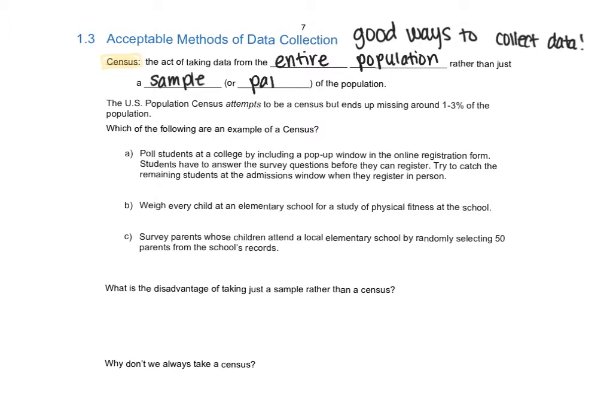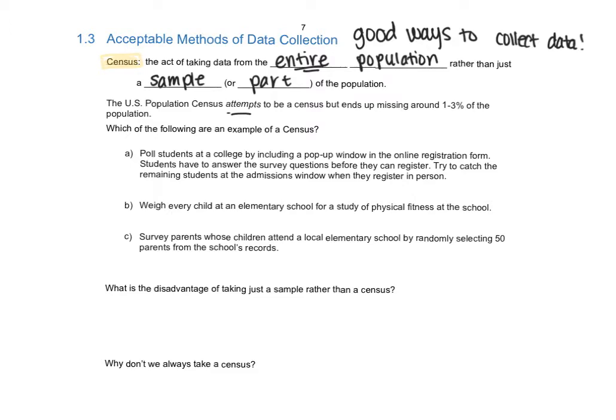And again, a sample is a part. So rather than taking just a sample or a part of the population, we're taking the entire population. So the US Census attempts to be a census, but we end up missing some people, about 1 to 3%. So let's look at some examples of what's a census versus not a census.